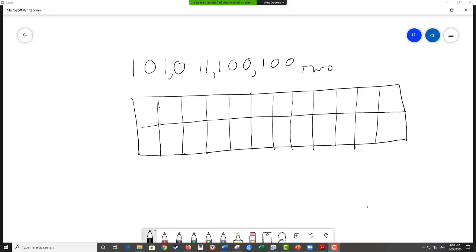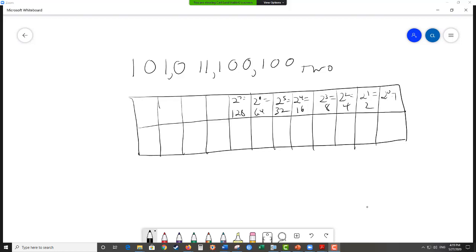And I'll put my 2's up here, I guess. So I have 2 to the 0, which is 1. I have 2 to the first, which is 2. 2 squared is 4. 2 cubed is 8. 2 to the fourth is 16. 2 to the fifth is 32. 2 to the sixth is 64. 2 to the seventh is 128.